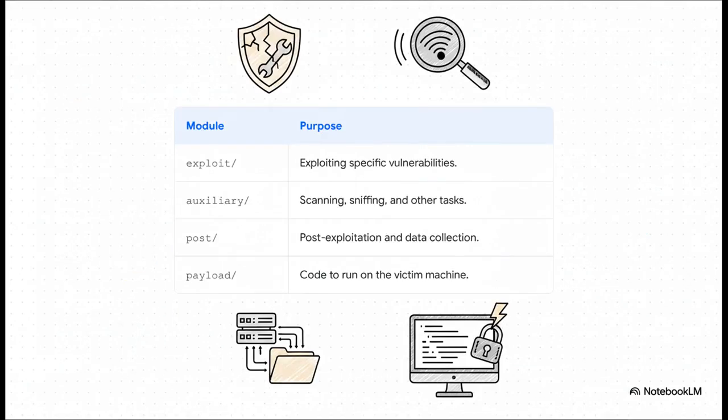And what's great is how neatly it's all organized. You've got your exploit modules, which are for breaking in, then auxiliary modules for doing reconnaissance and scanning. Post modules are for all the stuff you do after you've gotten in, and of course the payload modules, which carry that code you want to drop on the target.